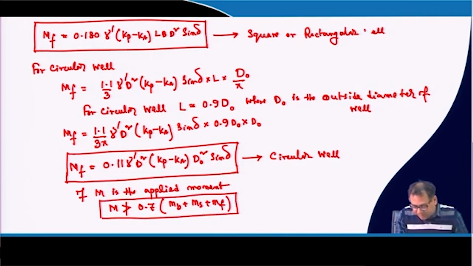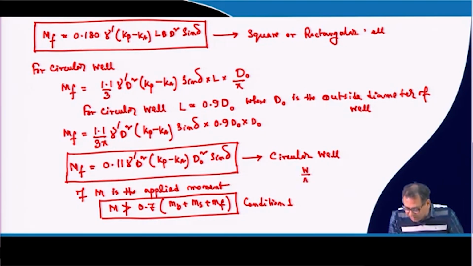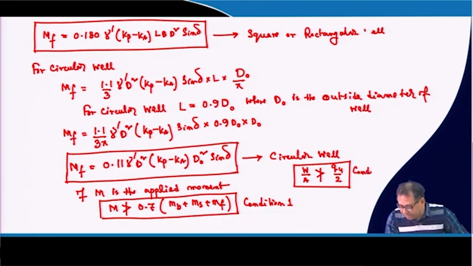Okay. This is condition 1, and another condition is that W by A, the vertical force divided by the total area of the well, should not be greater than Qu by 2. So, this is condition 2. Now, what is W? W is the total vertical weight, A is the area of the well, and definitely the outside area.